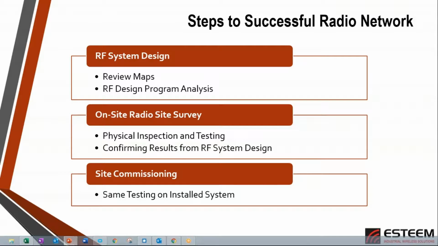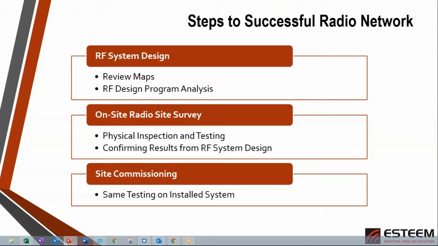Things happen during the site survey that we have to be able to make adjustments to the system. Things that we don't necessarily see when we're doing the RF system design. Buildings, trees, overhead power lines. These are the things that we have to be able to measure and make adjustments to our system design for the overall network. The final step of this is actually what we call the site commissioning. Now, as far as testing goes, we perform the exact same testing that we do during the on-site radio survey. The only difference is that we are actually testing the installed hardware.